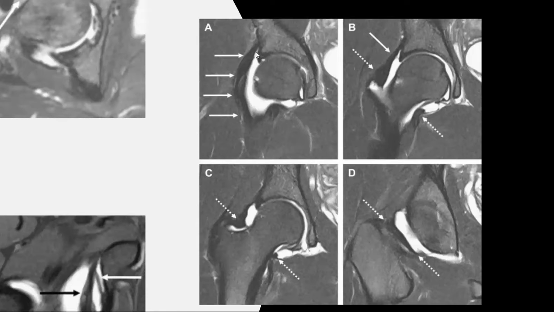You can see the iliofemoral ligament, which is this very big, thick and strong ligament here laterally. It extends from the anterior inferior iliac spine to the femoral neck, and you can see it's one of the most important stabilizers of the hip.